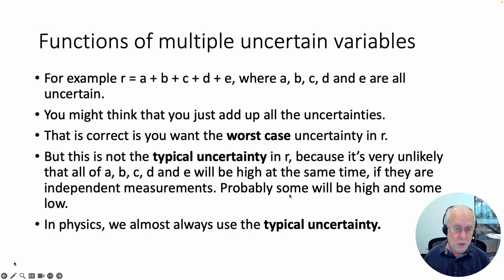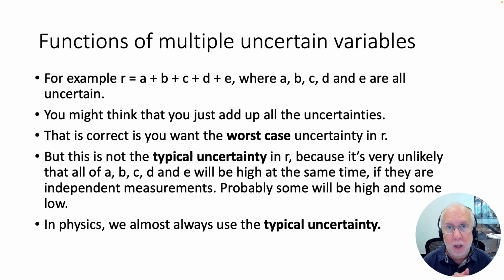Now in physics, we virtually always use the typical uncertainty. The reason is that very often you might not just have 5 uncertain variables, but like 10 to the 23 uncertain variables, and the odds of them all lining up one way would be incredibly small.